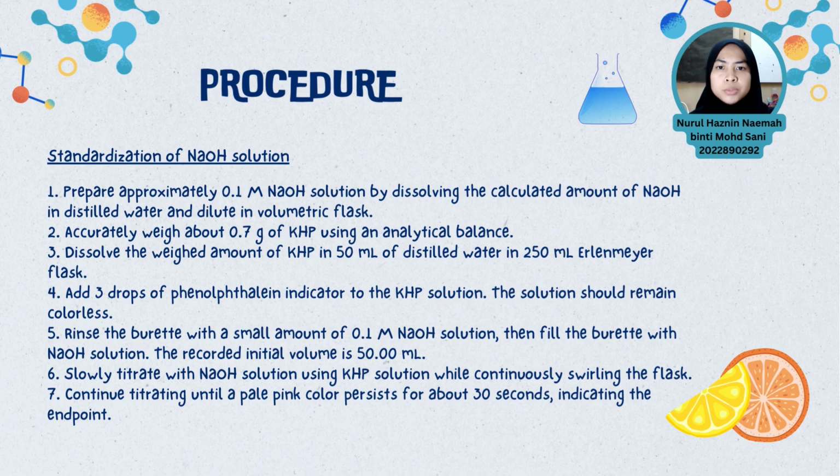Then, rinse the burette with a small amount of 0.1 molar sodium hydroxide solution. Then, fill the burette with sodium hydroxide solution. The recorded initial volume is 15 ml. Then, slowly titrate the KHP solution with sodium hydroxide solution while continuously swirling the flask. And lastly, continue titrating until the pale pink color persists for about 30 seconds, indicating the end point.